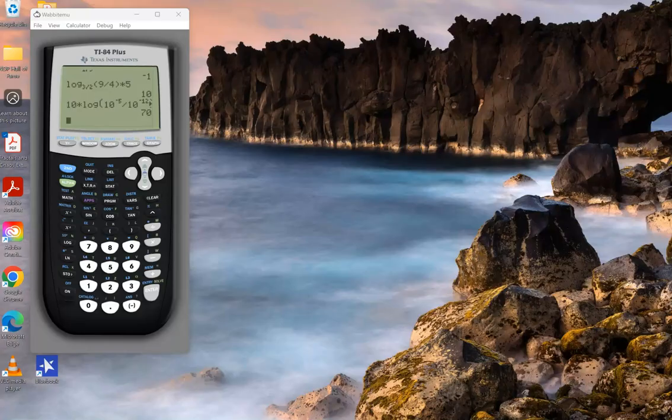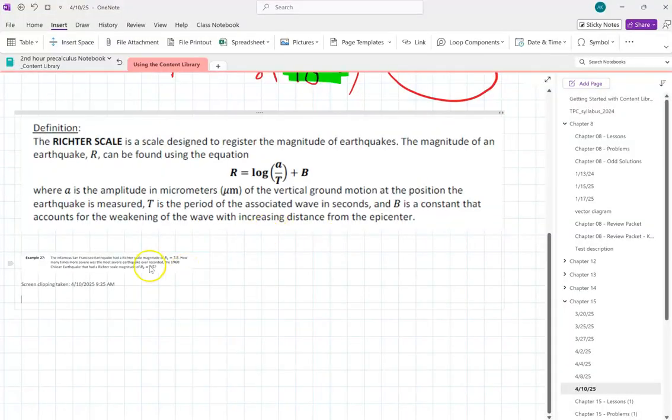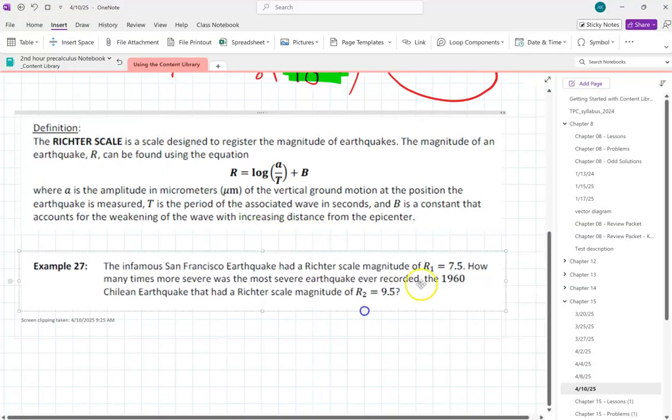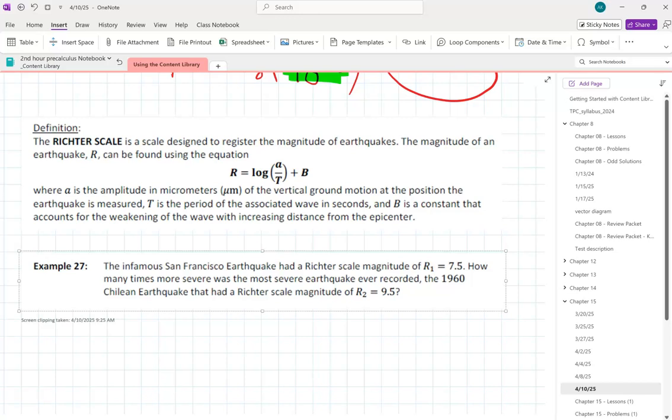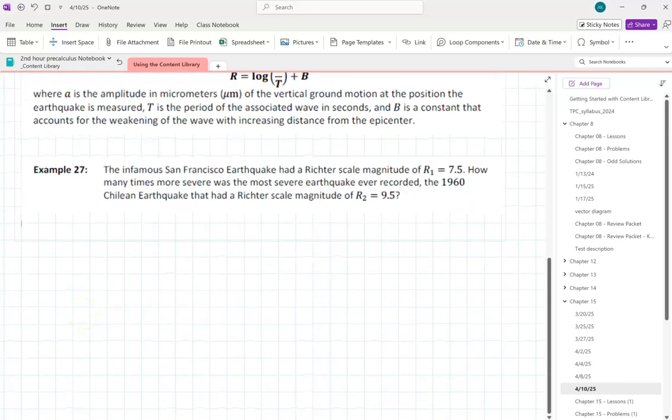Let's do an example here. It says the infamous San Francisco earthquake had a Richter scale magnitude of 7.5. How many times more severe was the most severe earthquake ever reported? The 1960 Chilean earthquake that had a Richter scale magnitude of 9.5.